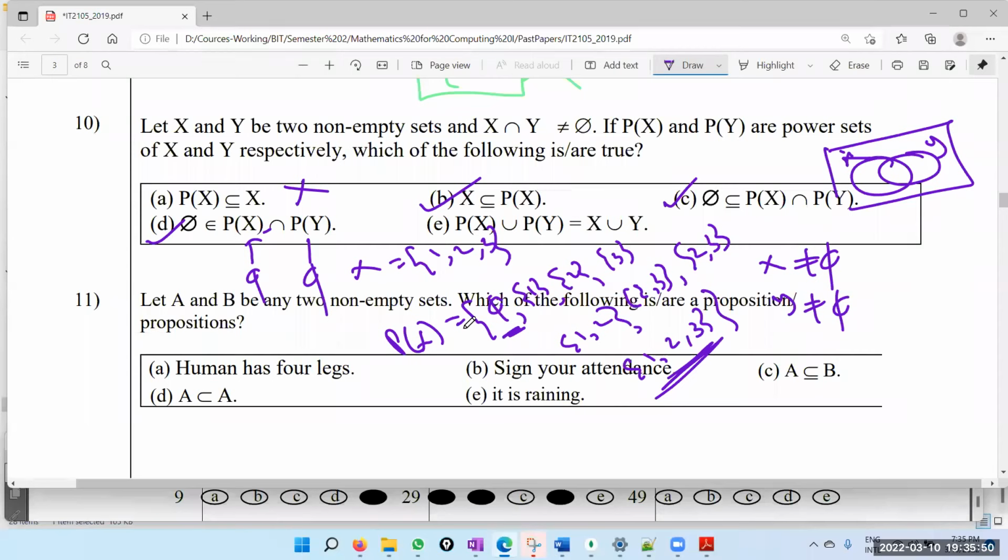Because both are power sets. So therefore phi is a member of power set of x intersection power set of y.